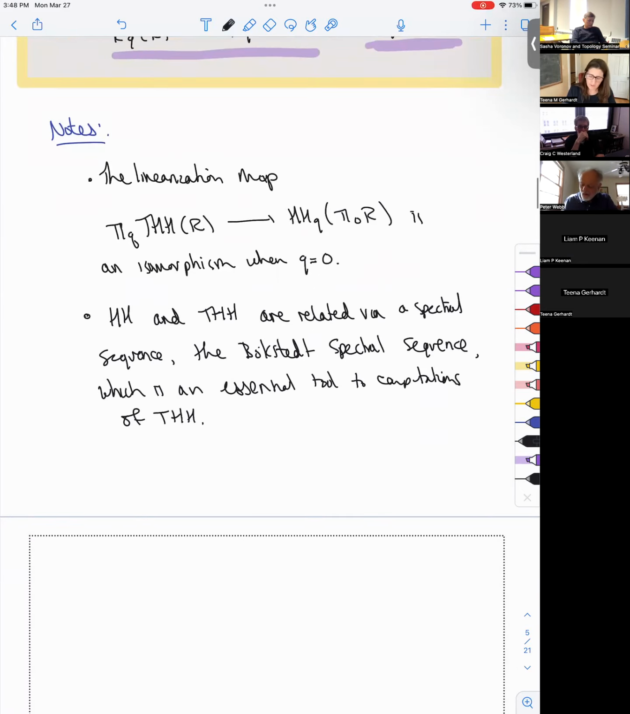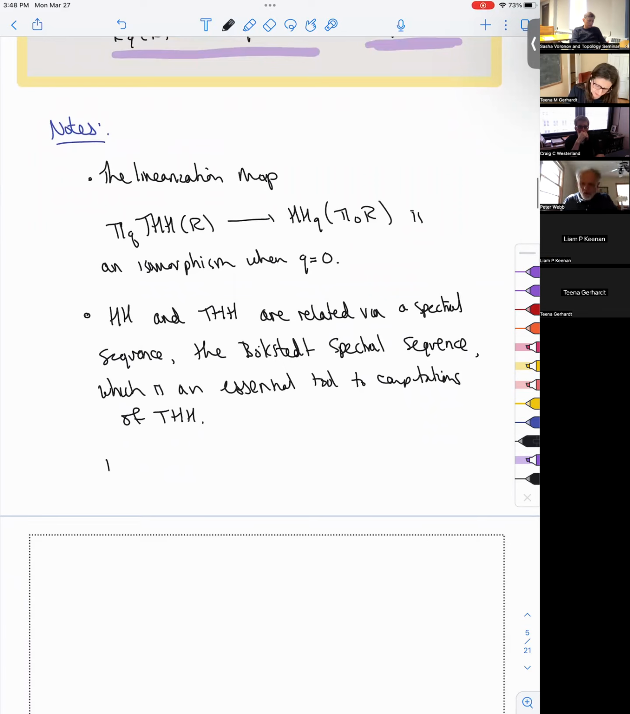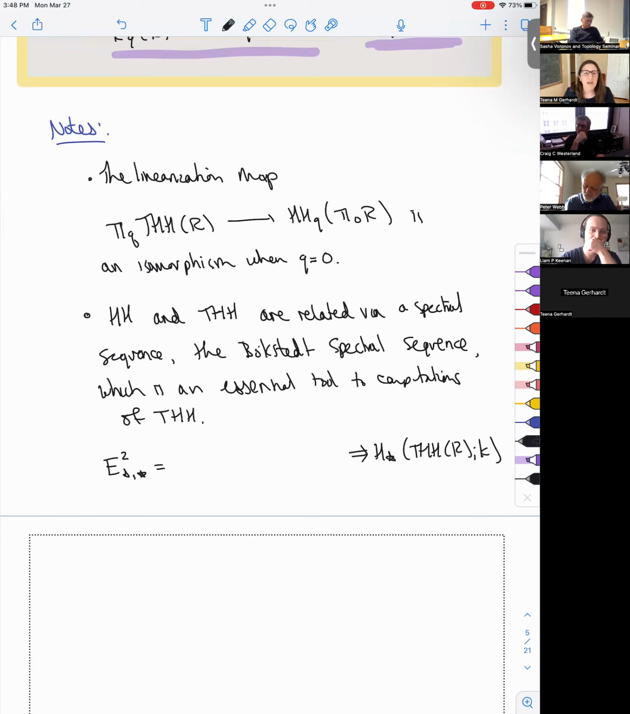So I just want to write down what the Bökstedt spectral sequence looks like, just so you can see what kind of form this has. The Bökstedt spectral sequence is a tool for computing the homology of THH. And the E2 term of the Bökstedt spectral sequence is ordinary Hochschild homology of the homology of R.